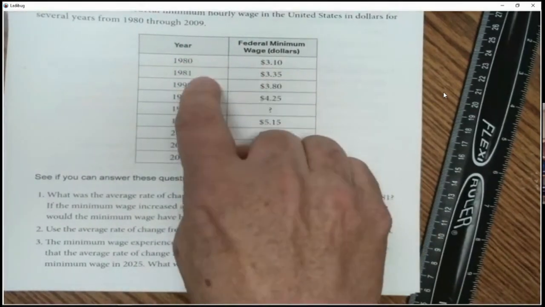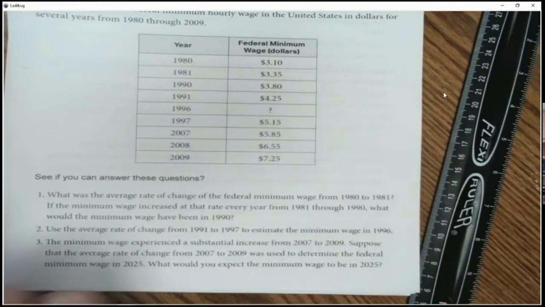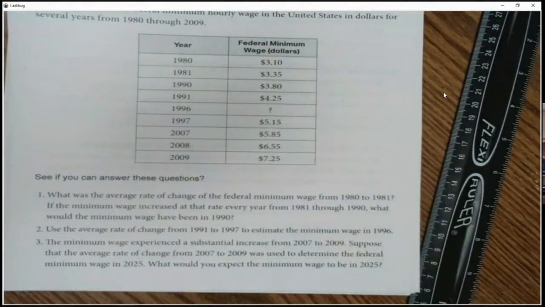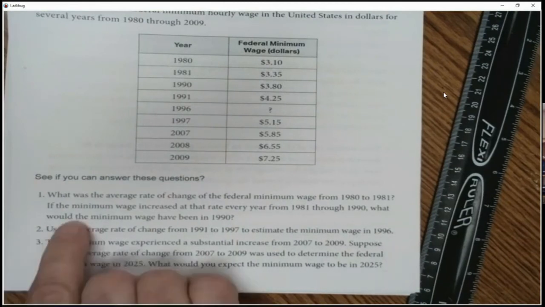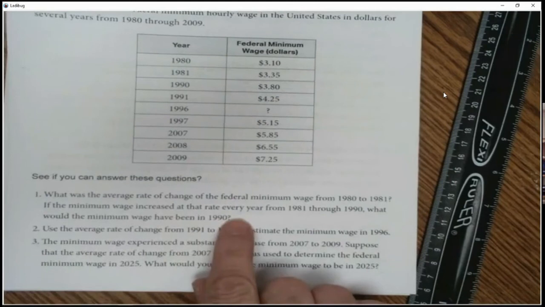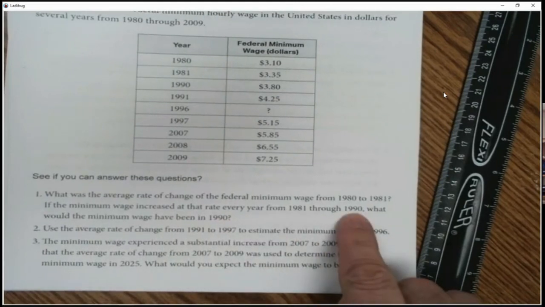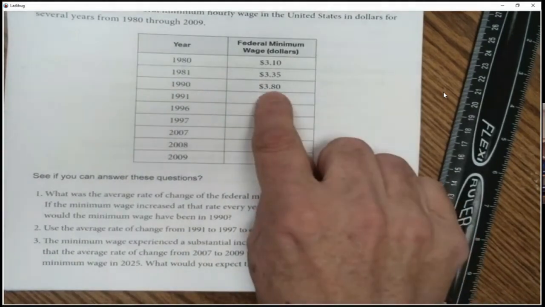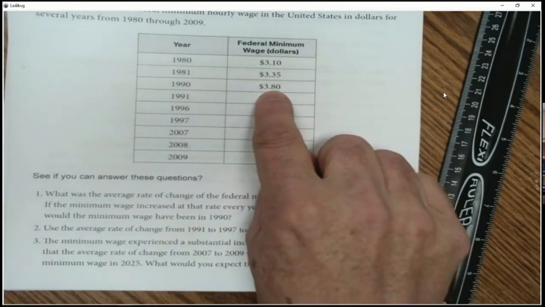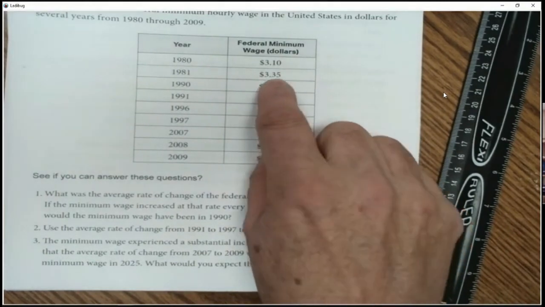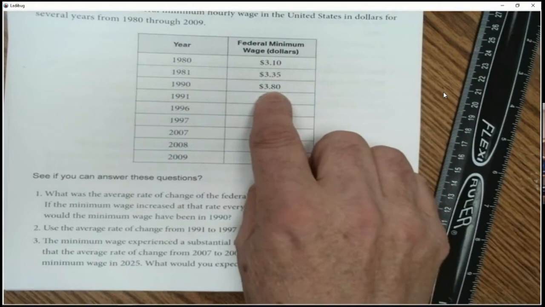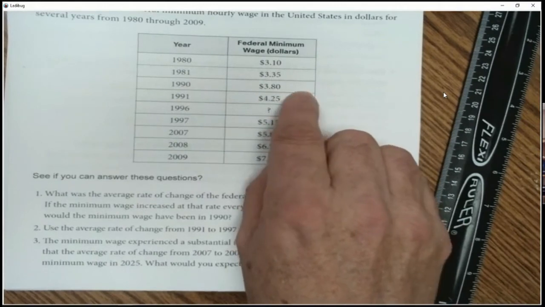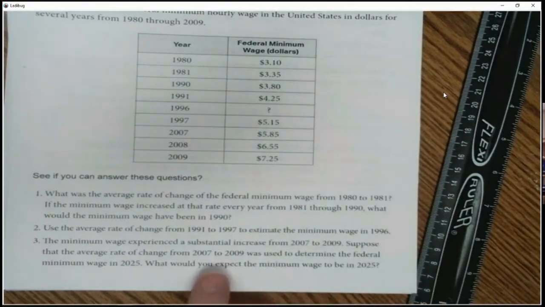Well, this just went up 1, and that went up 25 cents. So the average rate of change was 25 cents a year, right? 25 cents per hour per year. If the minimum wage increased at that rate every year from 81 to 1990, what would it have been in 1990? Obviously, it did not keep going up 25 cents a year, because in 9 years, it's still in the $3 range. But what would it have been if it kept going up 25 cents every year?